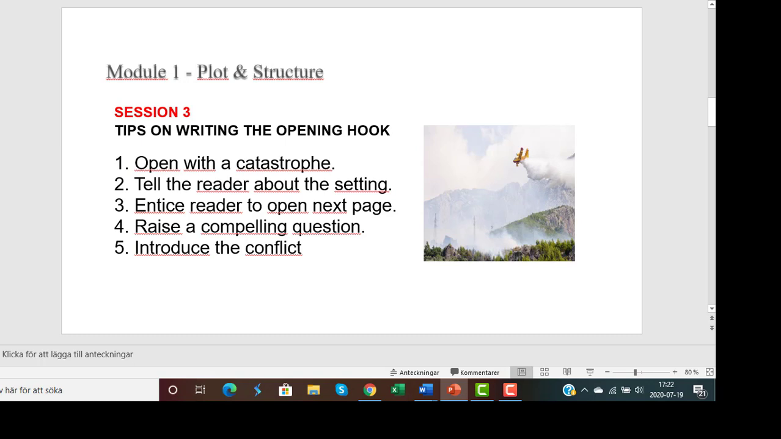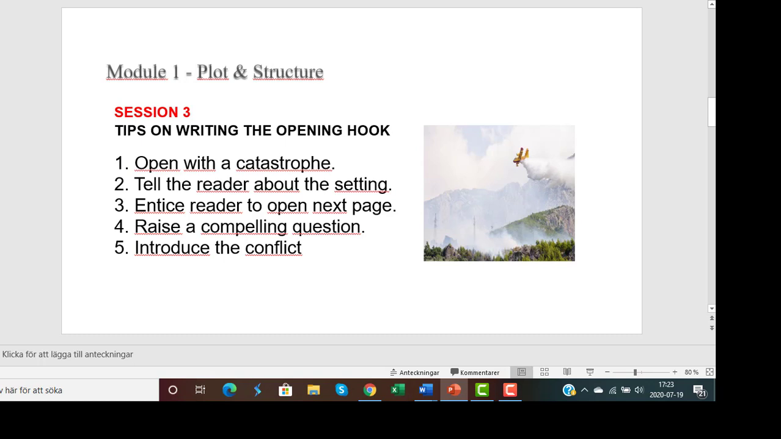Open with a catastrophe. For example, show the protagonist reacting to a situation. For example, the main character finds a dead body in her garden. The event sparks the story into motion, and events unfold and advance forward. It has to be something that disturbs the status quo, that disturbs the normal sequence of life and changes it for all time.